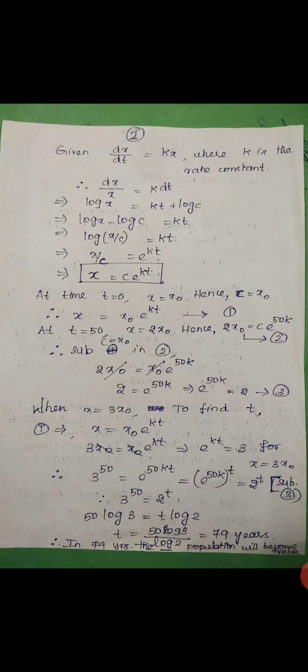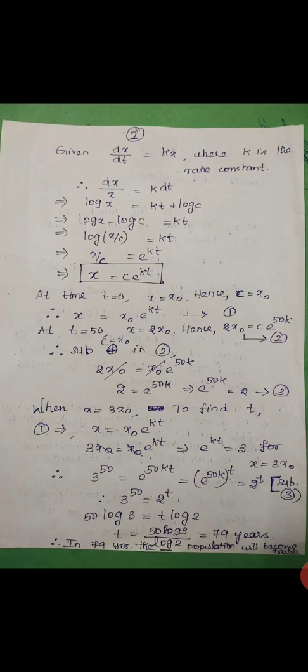Then write x equal to c into e power kt. I have to find the value of x, and x is equal to c into e power kt. This is the rate of growth.